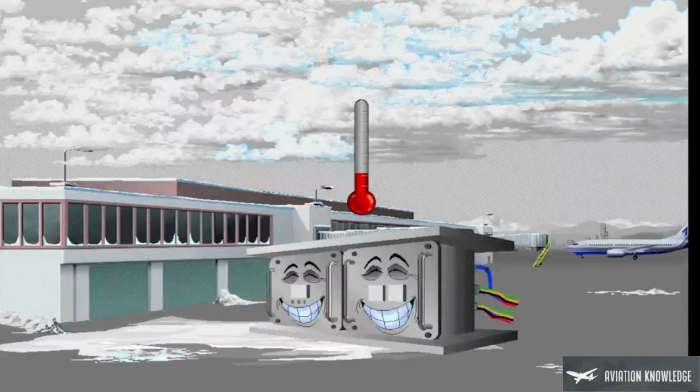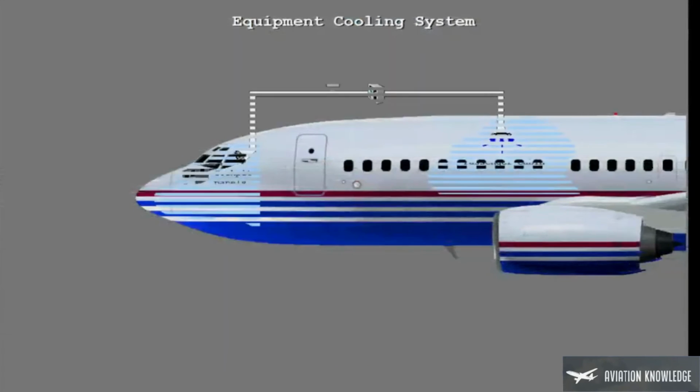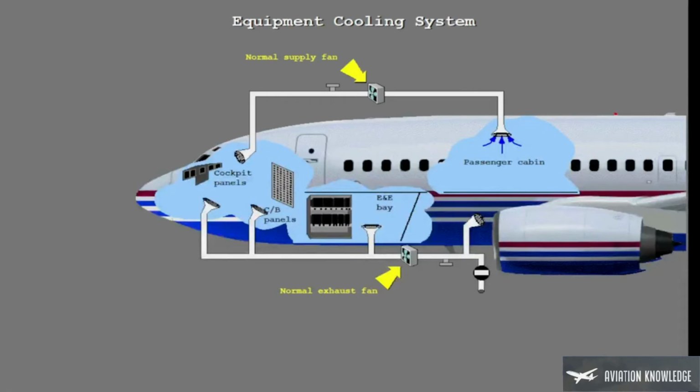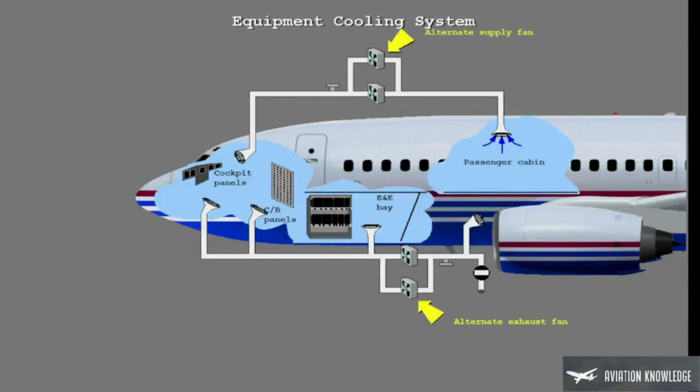The equipment cooling system keeps the temperature of the cockpit instruments and the electronic equipment in the E&E bay at less than the operating limits. The system has a normal supply fan and a normal exhaust fan. Also, there is an alternate supply fan and there is an alternate exhaust fan. The supply fan collects cool air from the passenger cabin and supplies it to the cockpit displays and electronic equipment in the E&E bay.